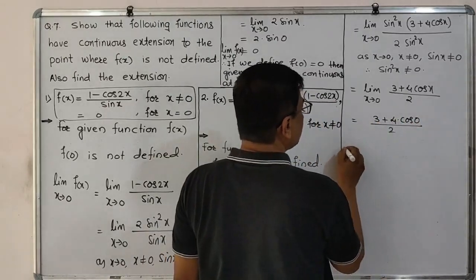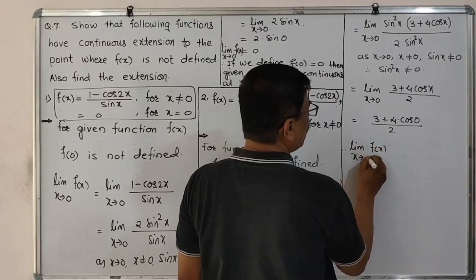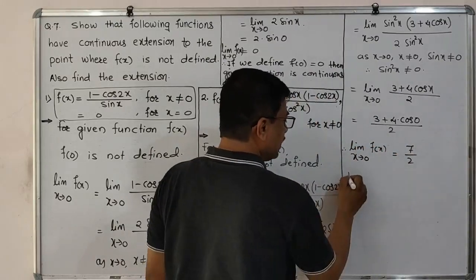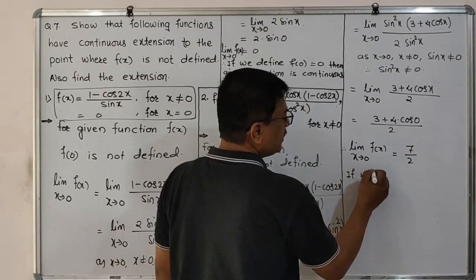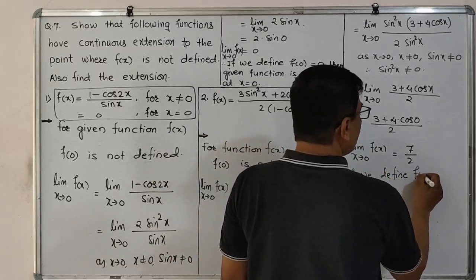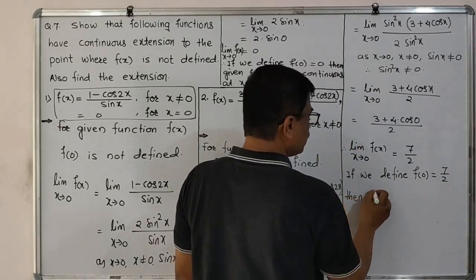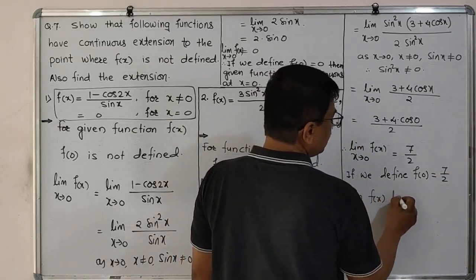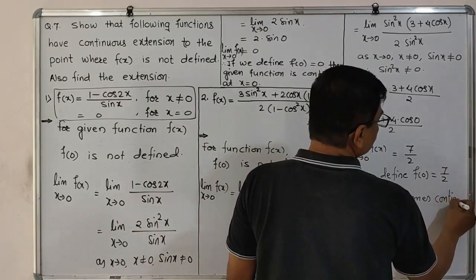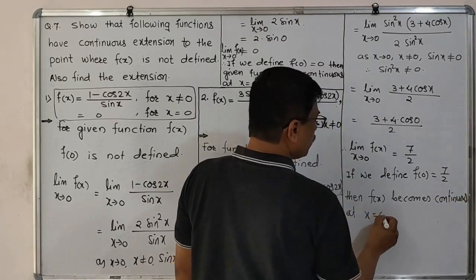Means we can say that limit of f of x as x tends to 0 is equal to 7 by 2. Hence we can say that if we define f of 0 is equal to 7 by 2, then function f of x becomes continuous at x is equal to 0.